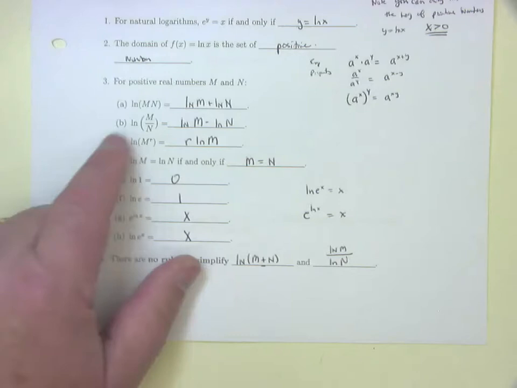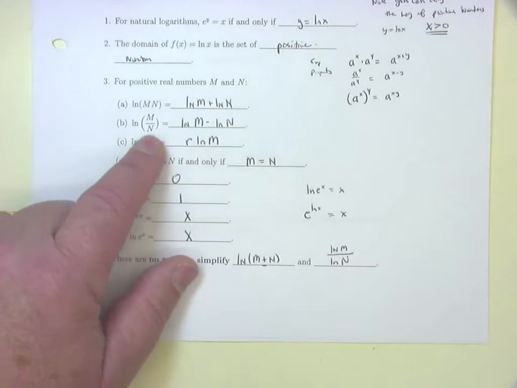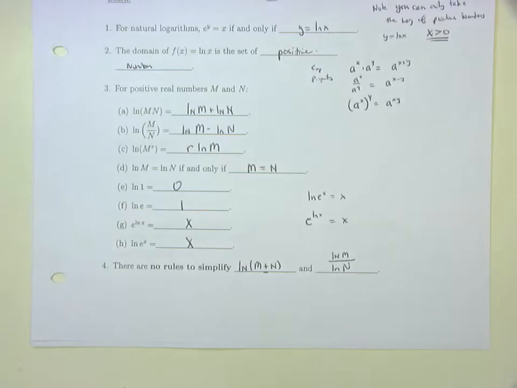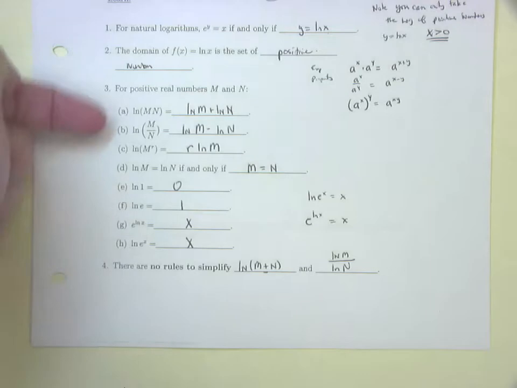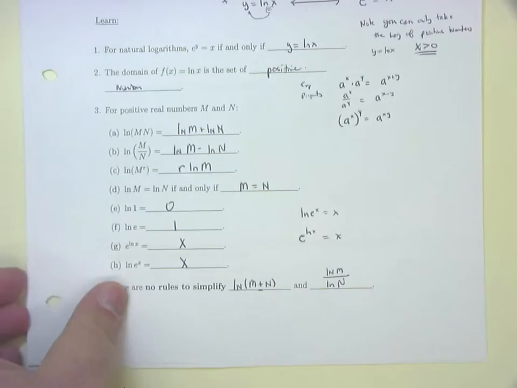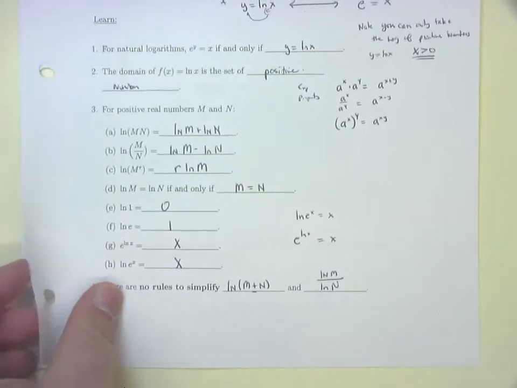Now, the natural log of m over n, that's not the same thing. You can't factor out the natural log. So there's no factoring of natural logs. There's no distributing of logs is what we're really saying here. It is what it is. These are the only properties that you got. And again, we're focusing on this as a review.